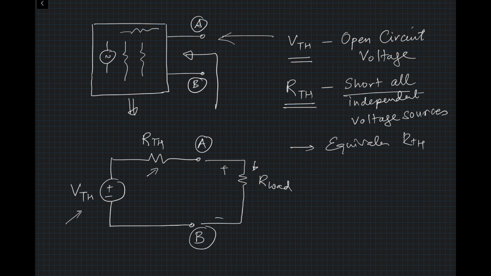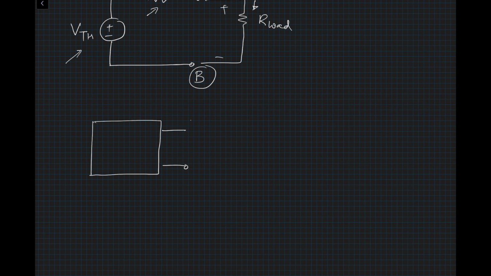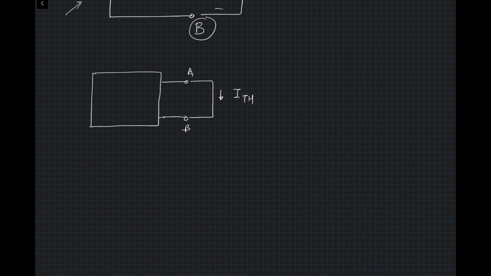Instead of a voltage source, we would like to have a current source. So there, what we would do is take this complex network, with nodes A and B, and we would short them and measure the current ITH flowing through that. Once you measure that current, the second thing you would do is measure RTH, which I have already explained how to do, and then you can model this circuit as a Norton equivalent.